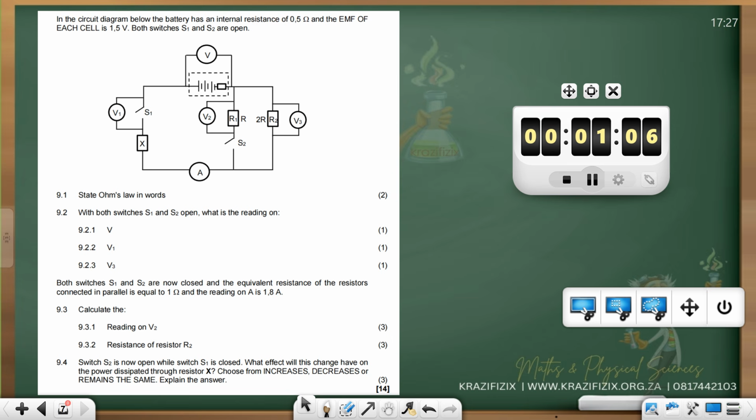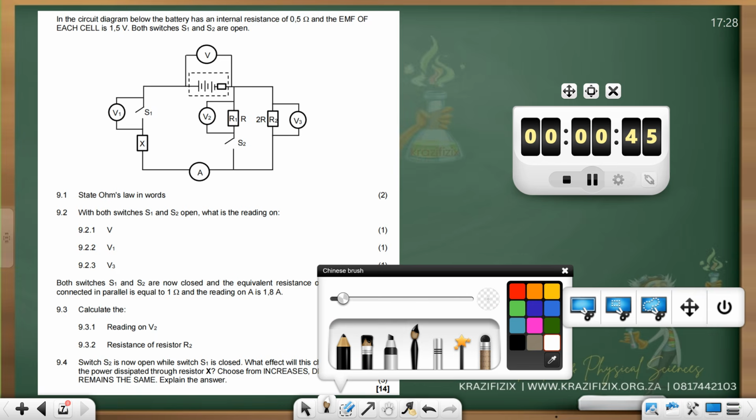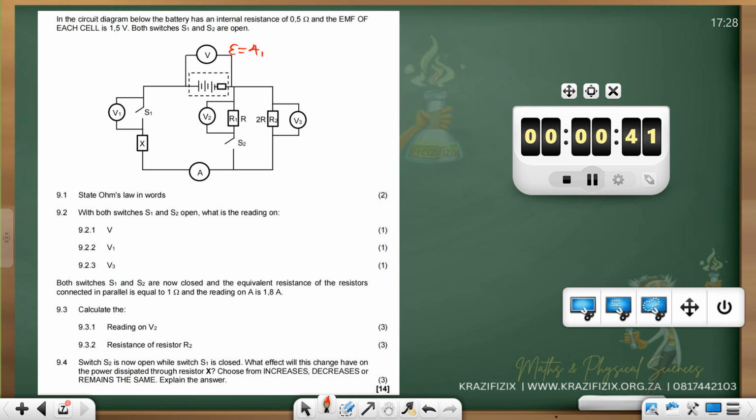In the circuit diagram below, the battery has an internal resistance of 0.5 ohms and an EMF of each cell. Very important. That's why they wrote it in capital. Each cell. How many cells do we have? 3. So the EMF is 4.5. Lovely. If you use 1.5, you are cooked already. So the EMF is 4.5 volt. That's why they said each.